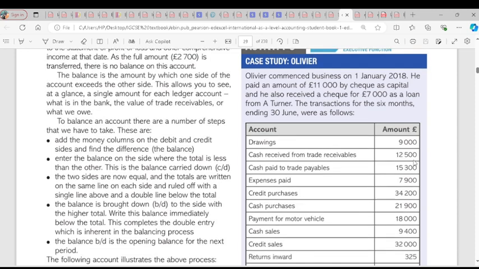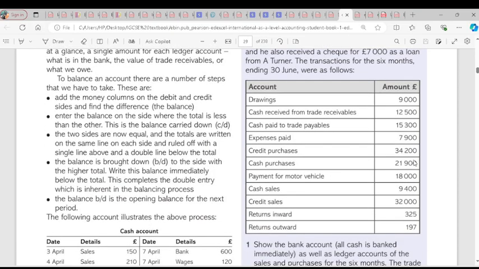Olivia commenced business on January 1, 2018. He paid an amount of 11,000 by check as capital and also received a check of 7,000 as a loan from A Turner. The transactions for the 6 months ending 30 June were as follows. So we have the transactions here: drawings, cash received, cash paid, expenses, credit purchase, cash purchase, payment for motor vehicle, cash sales, credit sales, returns inward, returns outward.